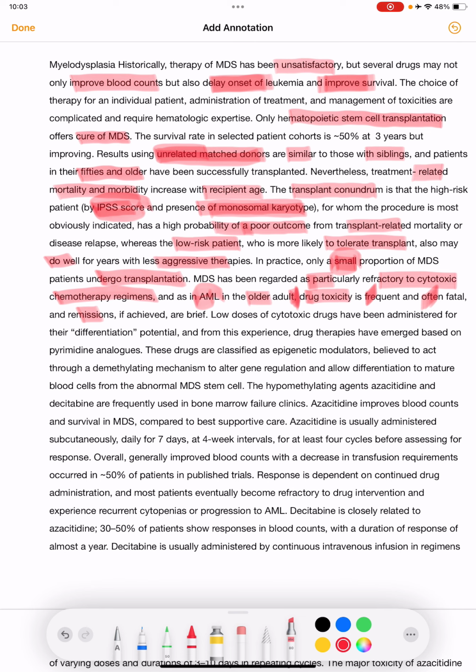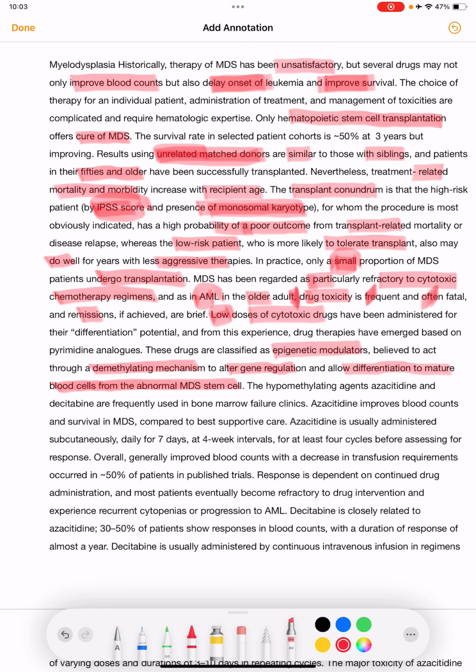So low doses of cytotoxic drugs have been administered for their differentiation potential, and from this experience, drug therapies have emerged based on pyrimidine analogs. These drugs are classified as epigenetic modulators, believed to act through a demethylating mechanism to alter gene regulation and allow differentiation to mature blood cells from the abnormal MDS stem cell.